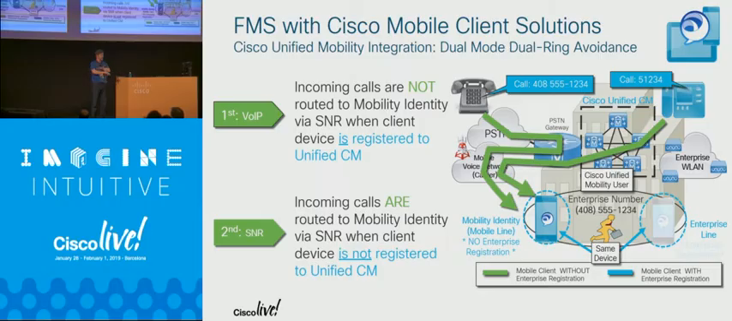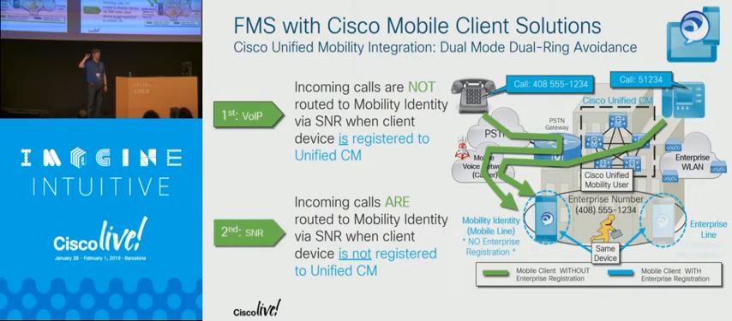But again, all of the functionality that we're talking about here, single number reach and all that capability, is just unified mobility. And this is what I mean by us building on top of unified mobility with these clients. Right? Now there's one situation in which I'm still going to get dual ring in these scenarios, even though I've configured a mobility to anybody.